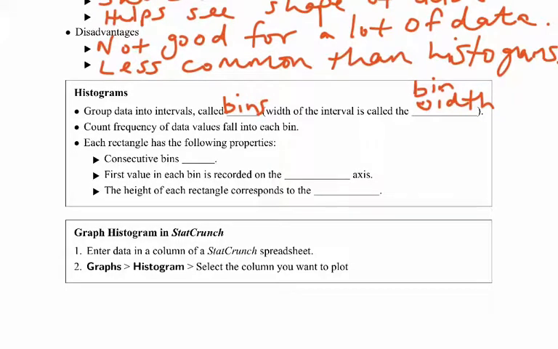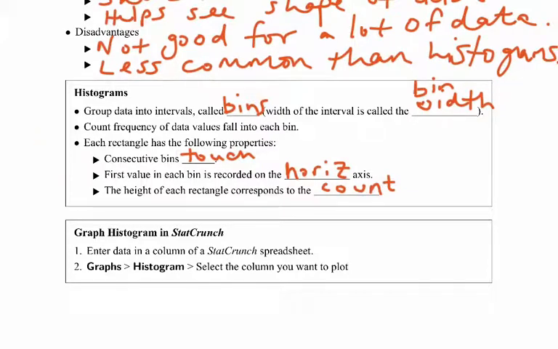It counts the frequency of data values that fall into each bin, and we'll see an example of this in a minute. Each rectangle shows you the frequencies that fall within each bin. Some properties for that are that consecutive bins touch. The first value in each bin is recorded on the horizontal axis, and the height of each rectangle corresponds to the count or the frequency. So the taller the rectangle, the more values you have in that particular bin.